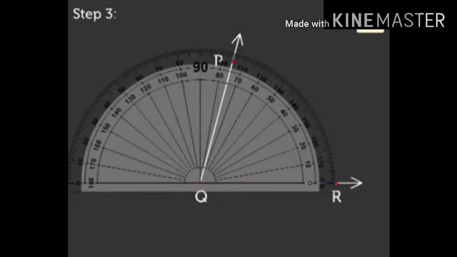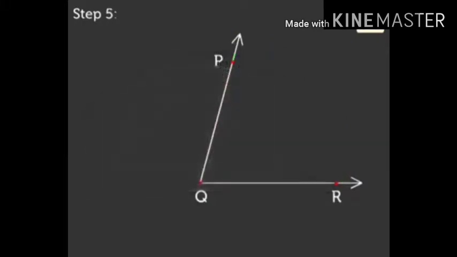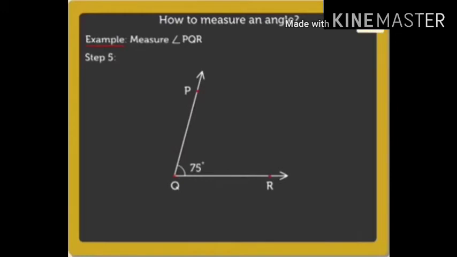Step 3. Count from 0 degrees on the right side, as ray QR points to the right side. Step 4. Read the degrees measured that coincides with ray QP. Step 5. Write that measure as the measure of the angle in degrees. Thus we get the measure of angle PQR is equal to 75 degrees.